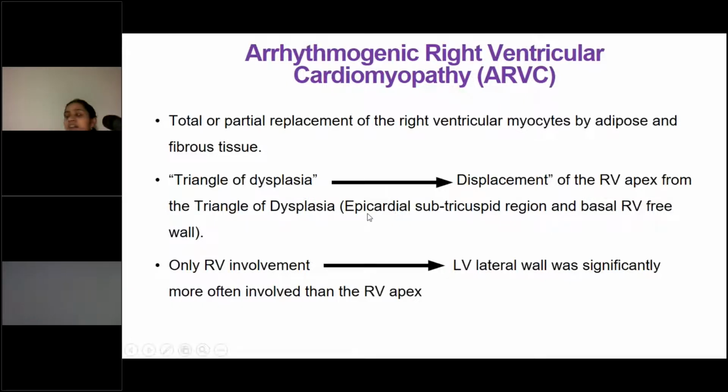However, studies over the past decade have shown that the most common site of involvement is actually the epicardial subtricuspid region and the basal right ventricular free wall. In fact, cadaver studies over the last decade have shown that the left ventricle is involved in up to 70% of the cases of this condition, and the left ventricular lateral wall is significantly more involved than the previously thought more commonly involved right ventricular apex. And therefore, this condition is now increasingly being termed arrhythmogenic cardiomyopathy instead of arrhythmogenic right ventricular cardiomyopathy.